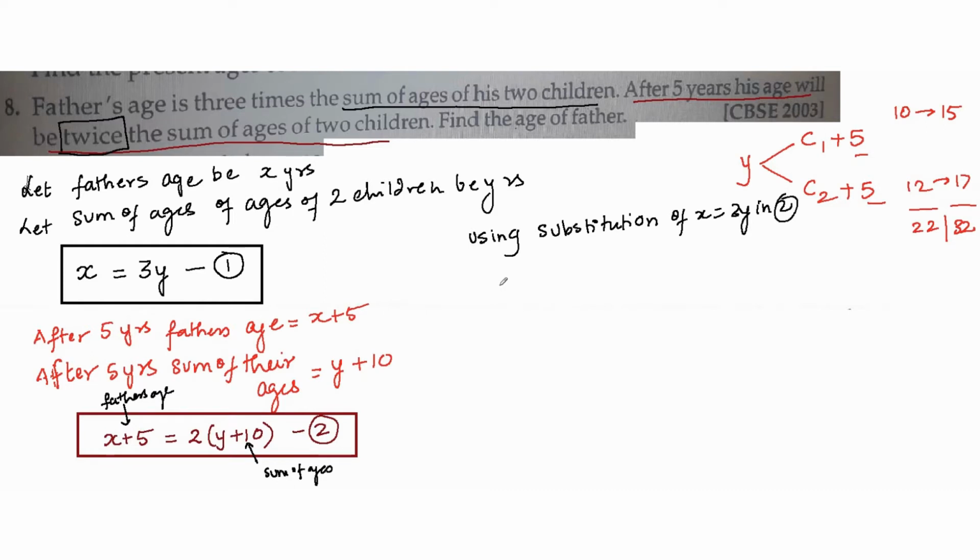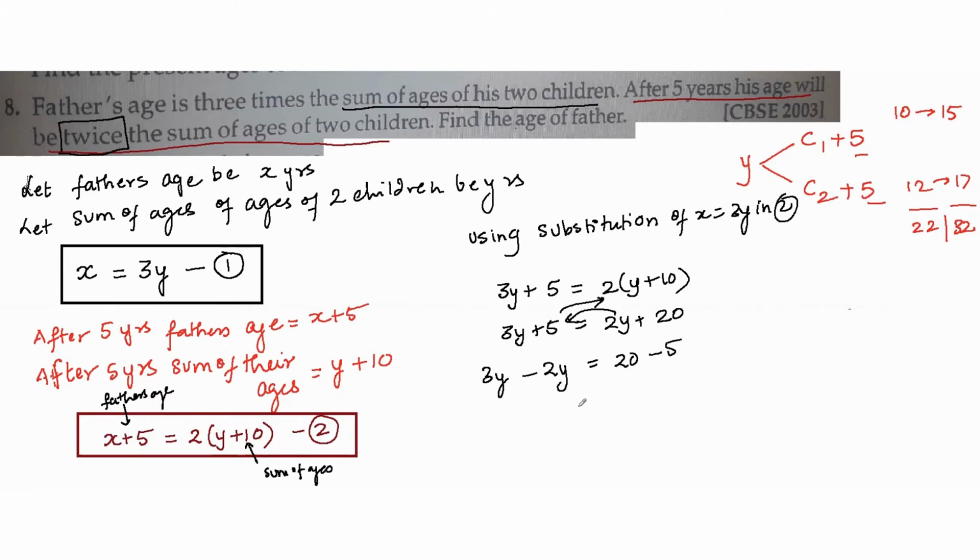So x is 3y. So 3y plus 5 is equal to 2 times (y plus 10). So this becomes 3y plus 5 is equal to 2 into y is 2y, and 2 into 10 is 20. Let us rearrange the terms. So 3y minus 2y is equal to 20 minus 5, and therefore y becomes equal to 15.